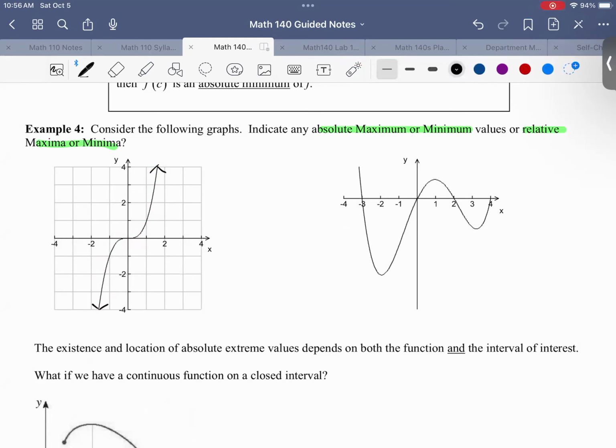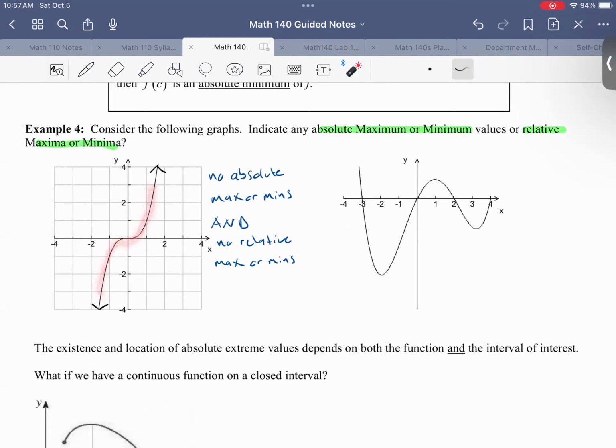So what I would say here is no absolute max or mins and no relative max or mins. Okay, so this graph, there's just no max or mins going on.